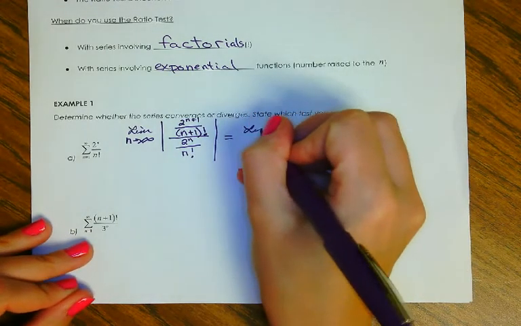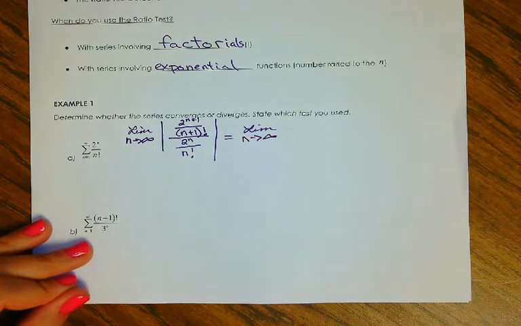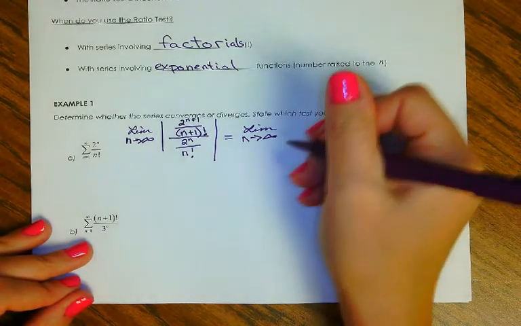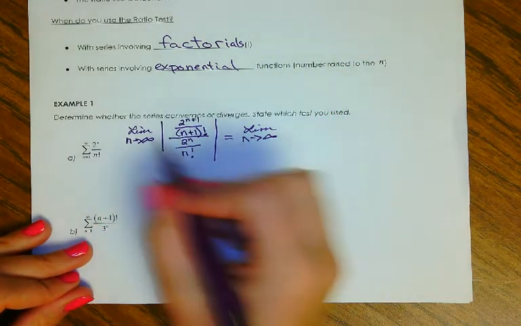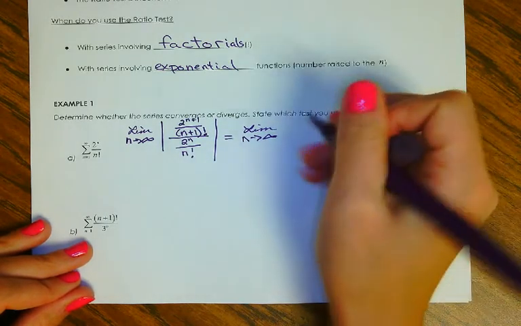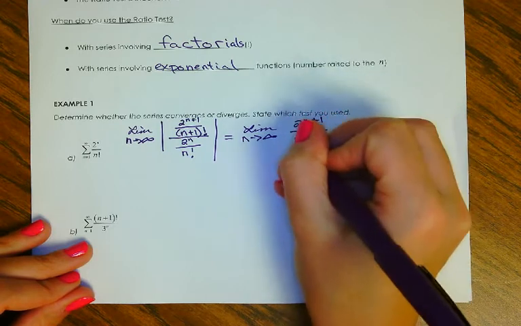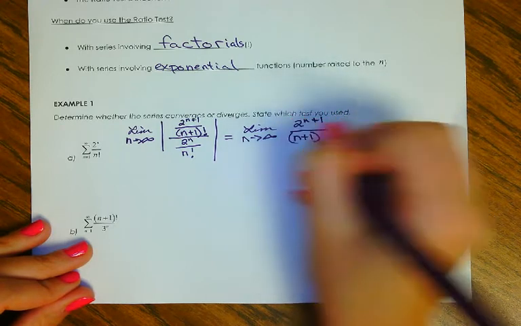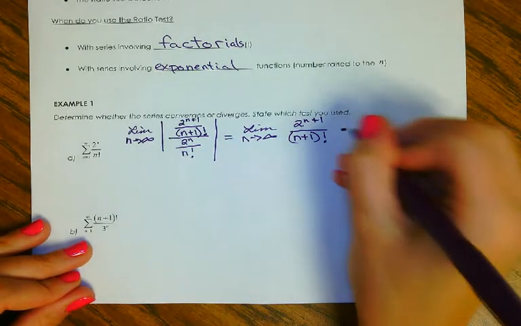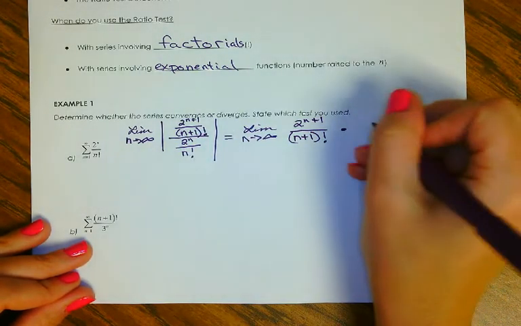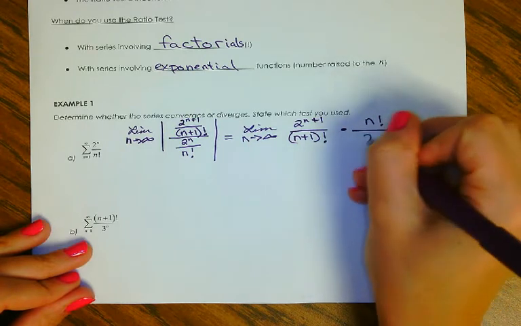From here, though, we're just going to use some algebra, which most of you call keep, change, flip. So we're still going to take the limit along with us. And since we're dealing with all positive numbers here, I don't need to worry about the absolute value. We're going to keep this: it'll be 2 to the n plus 1 over n plus 1 factorial. And then we change to multiplication, and we flip that so we get n factorial over 2 to the n.